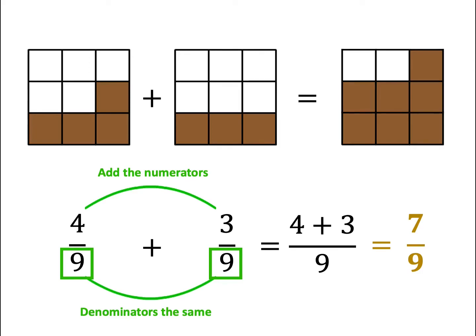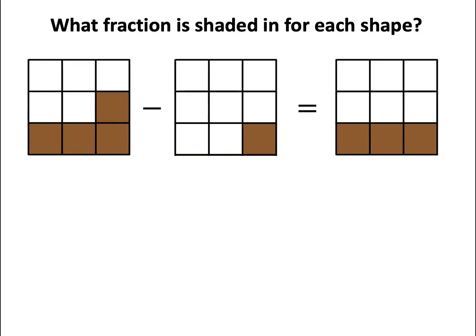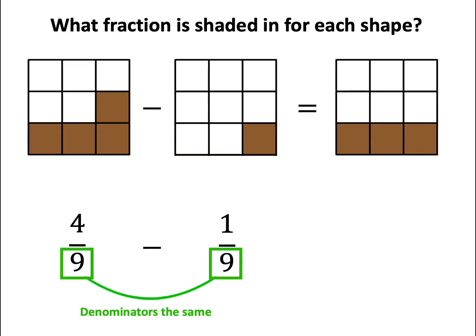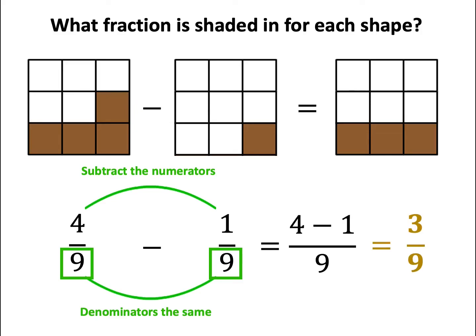Let's try another question, but with subtraction. What are the fractions of these shapes? We have 4 out of 9 and 1 out of 9. Subtracting 1 out of 9 from 4 out of 9, we follow the same process as before. The denominators are the same. However, we subtract instead of adding the numerators. 4 subtract 1 equals 3. Therefore, the final fraction is 3 out of 9.